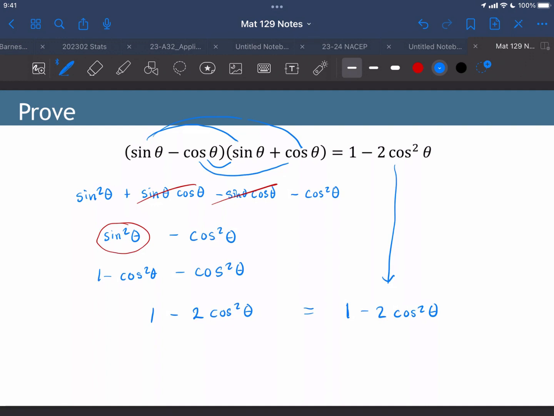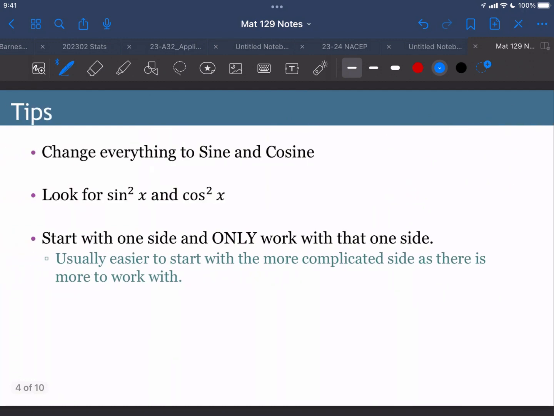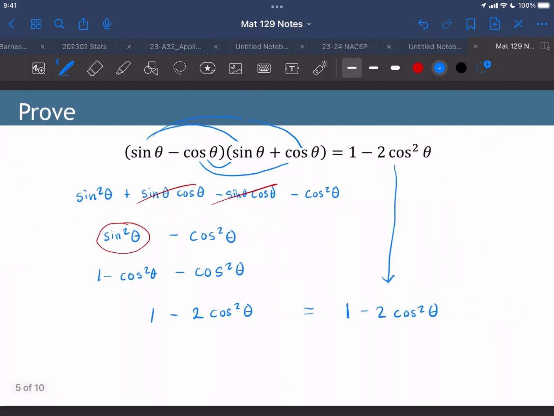Alright, so that was one method. Probably the easiest in my mind. I don't know, maybe not. Also, I think I said back here, well, I didn't say it, but the bullet is there. So usually you start with the more complicated side, because it gives you more to work with. And so I started on the left because it's more complicated looking, and so it just felt easier to handle.